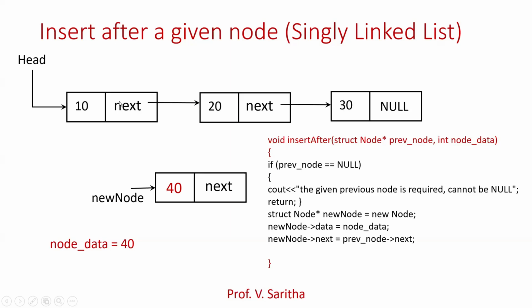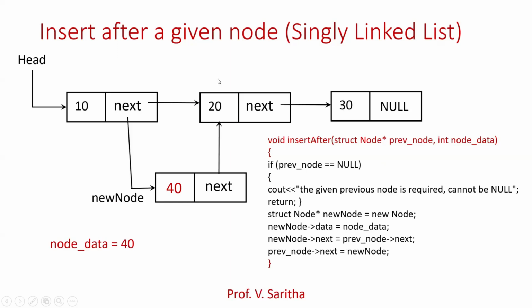So what is previous node next? This one, that is the pointer to 20. So this will be copied to this one. That is, this 20 next will be linked to the new node, like this. Then new node is going to be previous node next. New node is nothing but this one, and 10 next, that is the head node, and the new node should be linked to each other like this.